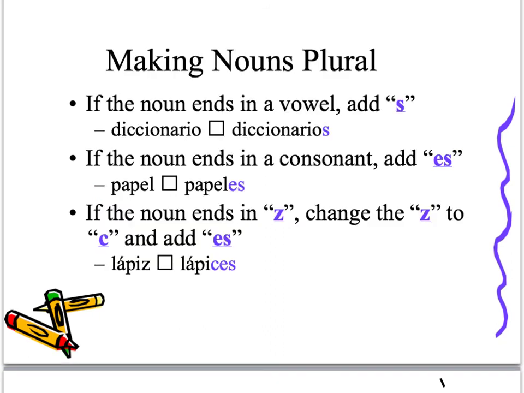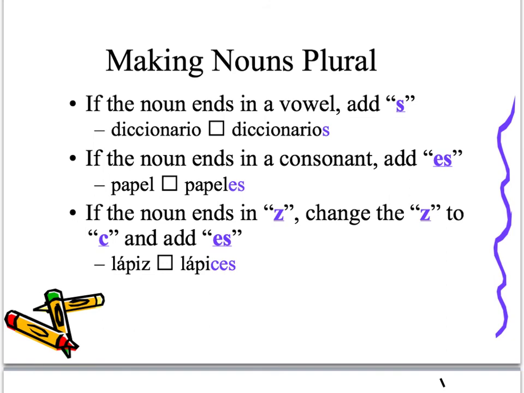All right, making nouns plural. This is very important. When we make anything plural in Spanish, if it ends in a vowel, we're just going to add an S. So that's your easiest rule there. Ends in a vowel, add an S. But if it ends in a consonant, we have to add ES. Okay, and then we're going to pronounce that E as well.